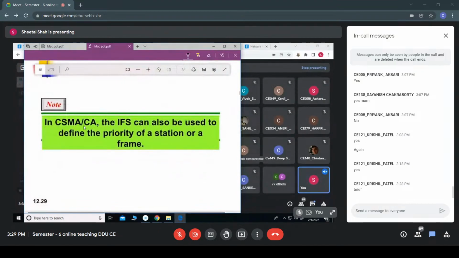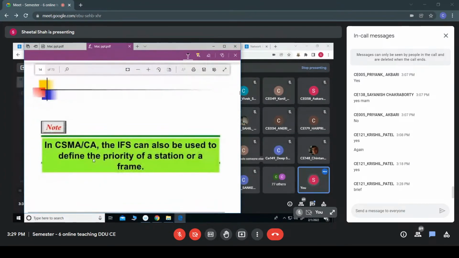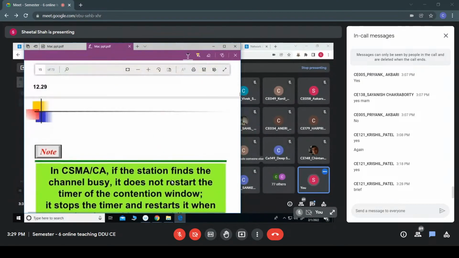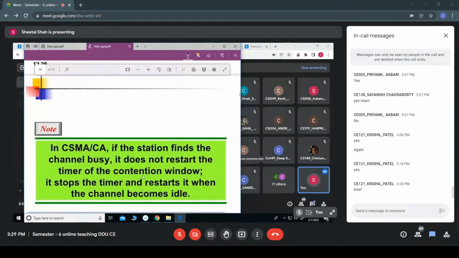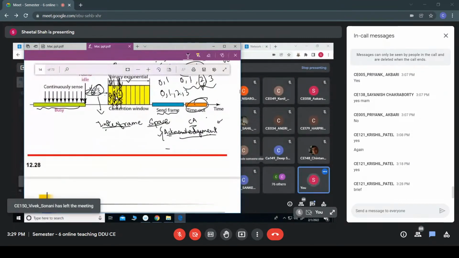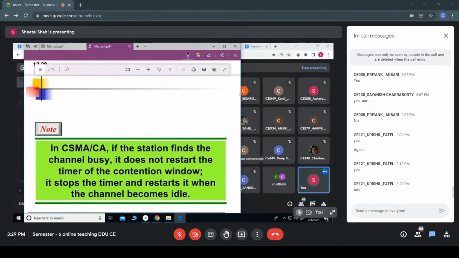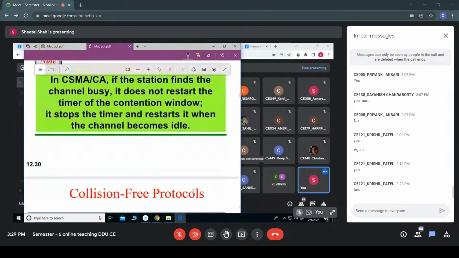So here it says in CSMA-CA, the IFS, as I said, if the IFS is small, the station having the small interframe space has more priority. Okay, fine. Then if the station finds the channel busy, it does not restart. That's what I said. If some other station has already started the transmission of a frame, it does not restart the timer of the contention. It stops the timer and restarts it when the channel becomes idle.